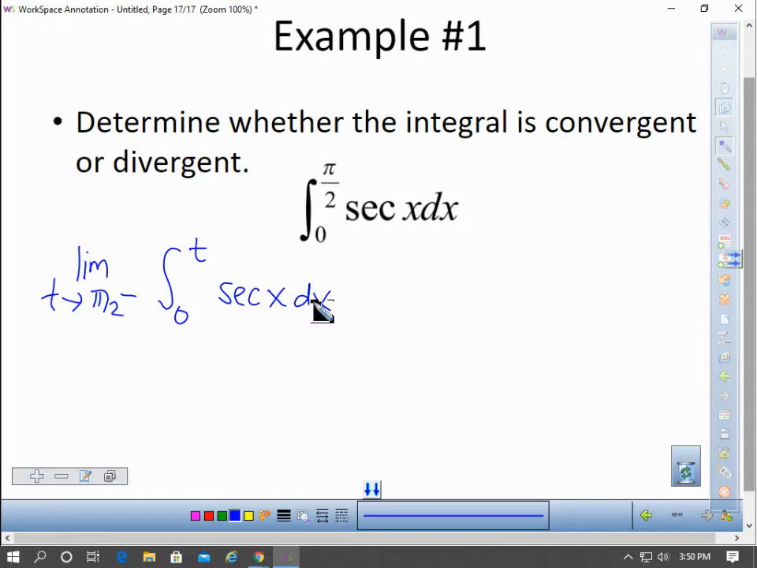If that makes sense to you, hopefully. It's the right-hand side of our interval. So that means we're going to be figuring out the area under that as we approach that right-hand side of the interval from the left. Okay, so hopefully that makes sense.